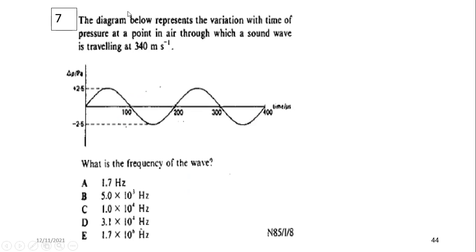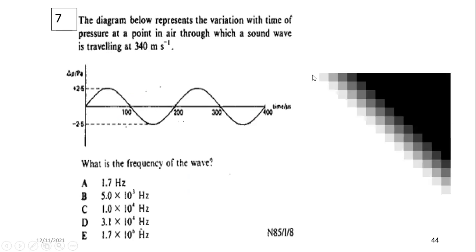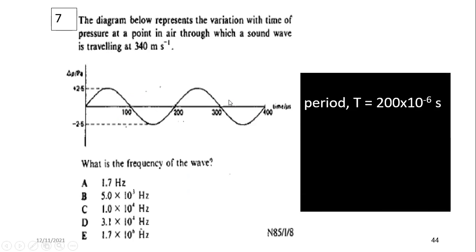Okay, what's the frequency? This is a pressure-time graph, which we'll study in the next topic. The diagram represents the variation with time of the pressure at a point in air through which a sound wave is traveling at 340 meters per second. What is the frequency of the wave? You should be able to calculate: the period is 200 microseconds. Convert it to SI unit. f is 1 over T. Put in your value and calculate. Answer is B.